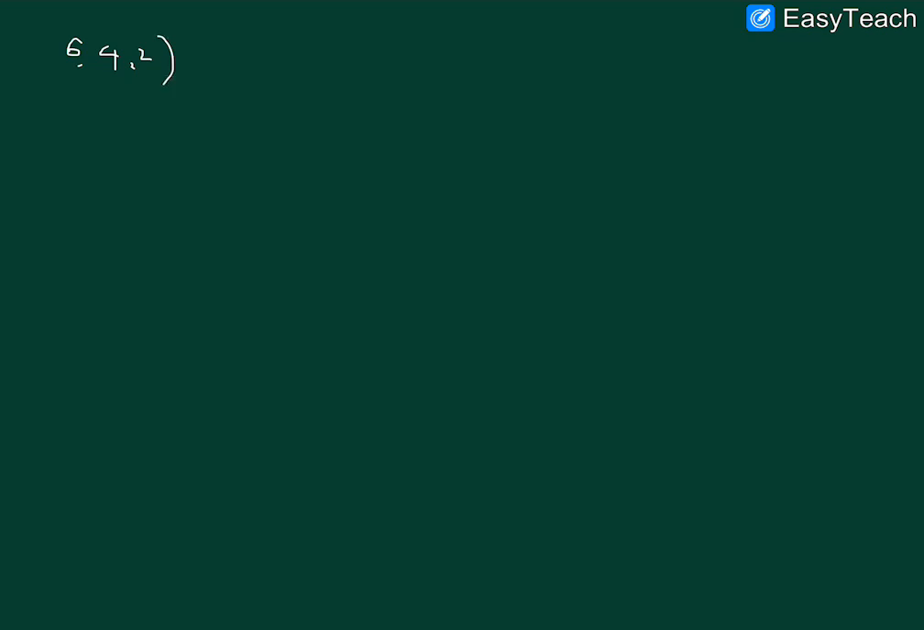Okay, so the question asks us to prove that a given matrix is Hermitian if it satisfies two conditions. So we have to prove two conditions to say this.